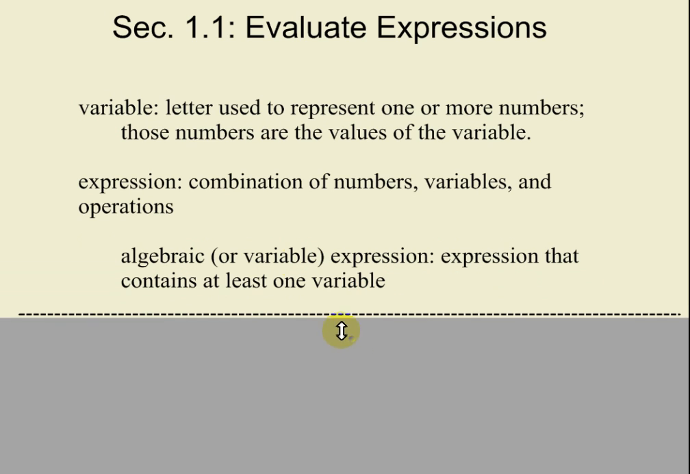So if you were to look at, say, a simple expression such as 4 plus 3, that's an expression. An algebraic expression would be something like x plus 3. It contains at least one variable. Very often you'll see more, but for now let's just look at one.